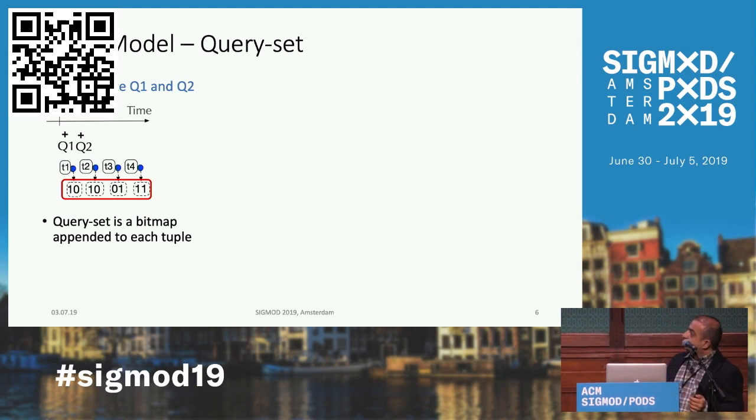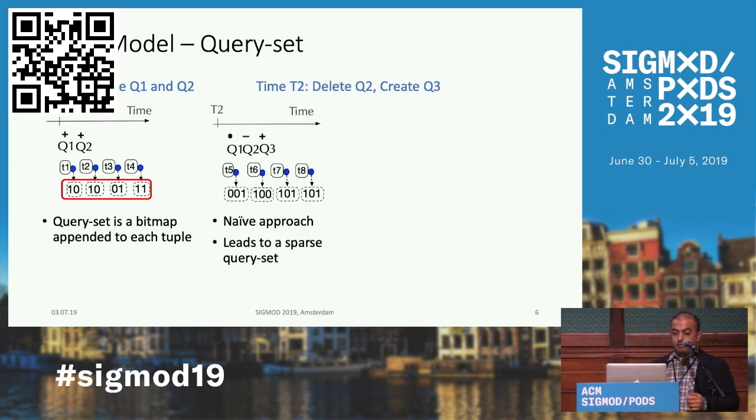Tuple 1 matches the selection predicate of only query 1. And assume that at time 2, query 2 is stopped and new query is submitted or created.